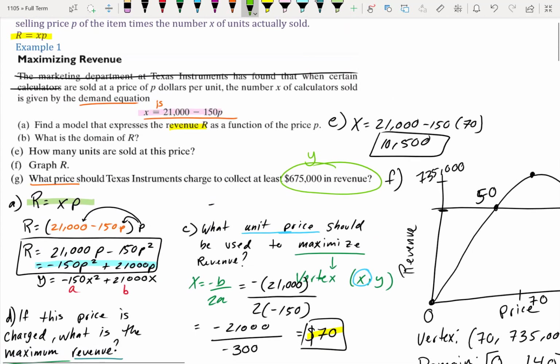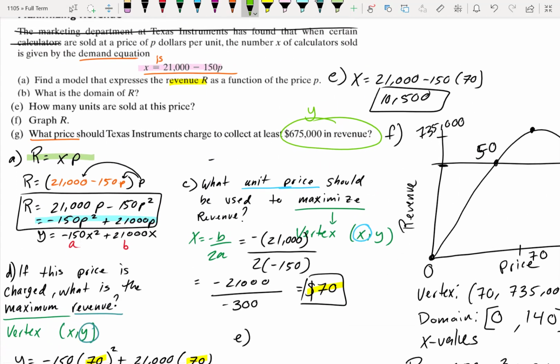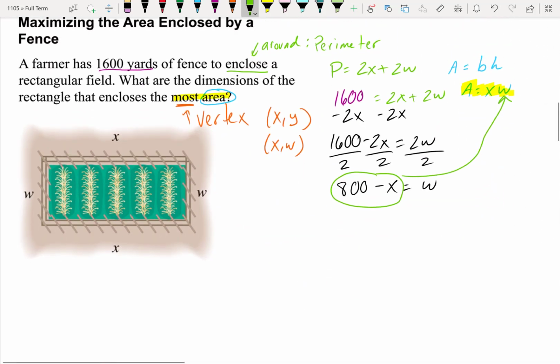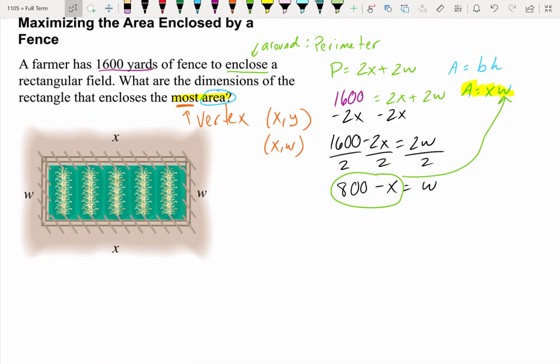Remember in the first example, we plugged the demand equation into the economics revenue equation to get a quadratic. We're doing the same thing here. When we have two equations, we can plug one into the other if they have similar variables in order to form a quadratic. So this is stating 800 minus x is w. We're going to substitute it in for w. So we have a equals x times w, which is 800 minus x.